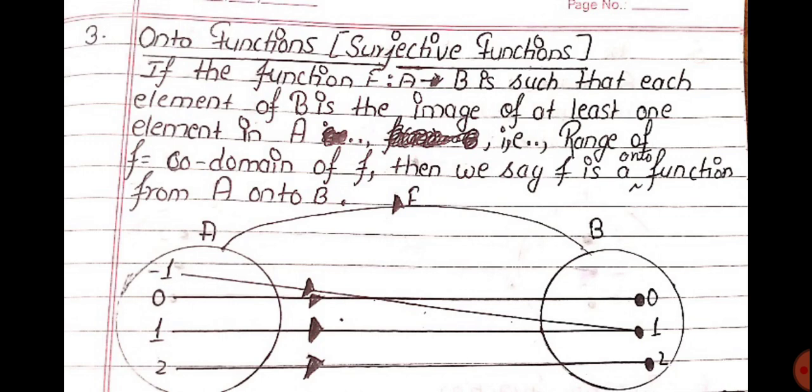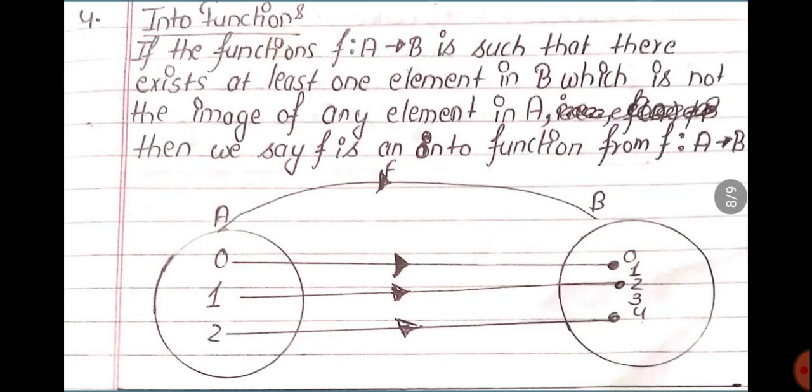Now come to the next type of function, that is the into function. If the function f from A to B is such that there exists at least one element in B which is not the image of any element in A, then we say that f is an into function from A to B. In other words, if f is not an onto function, then it will be an into function. In an into function there is at least one element in set B which is not associated with any element in set A.